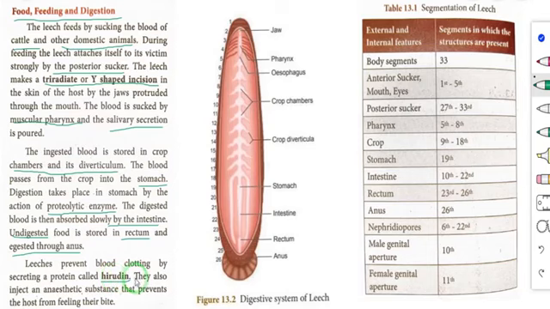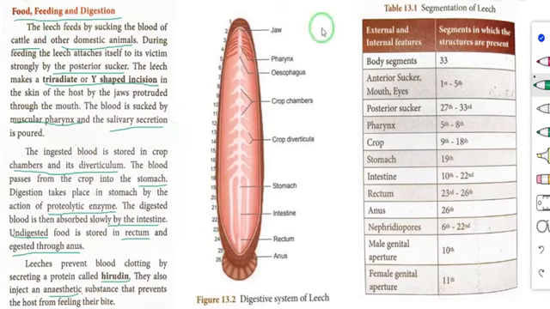And one more thing, during sucking the blood, this leech can inject one anesthetic substance. Why does it inject the anesthetic substance? When it is injecting this anesthetic substance, the particular organism, maybe a human being or fish or cattle, whatever it may be, cannot feel any pain. That's why it secretes the anesthetic substance. So this is food, feeding and digestion.